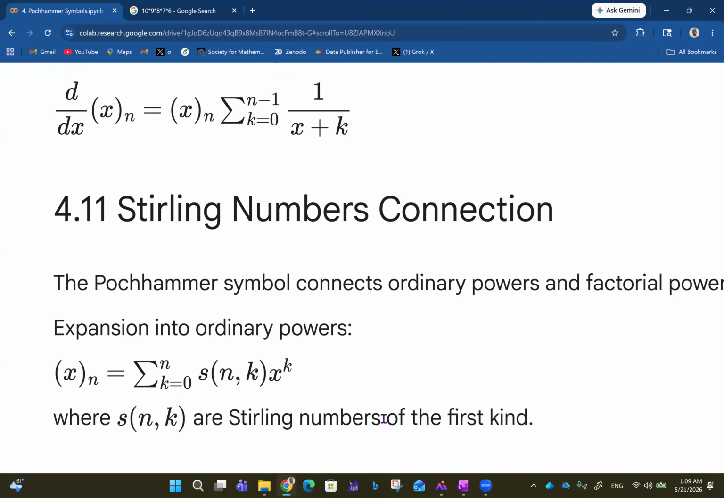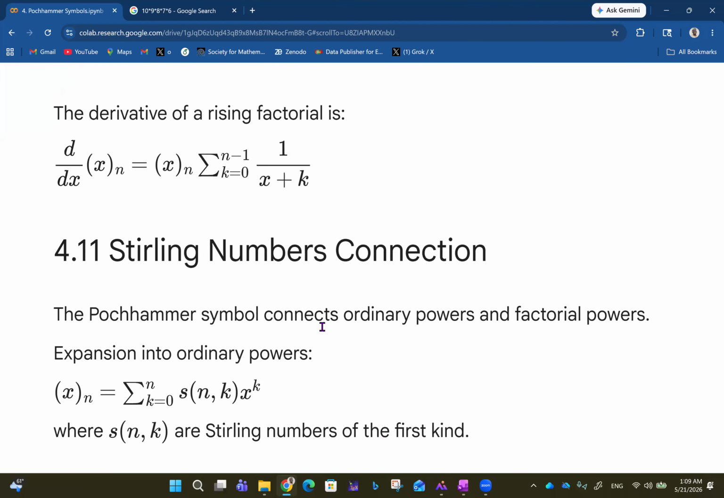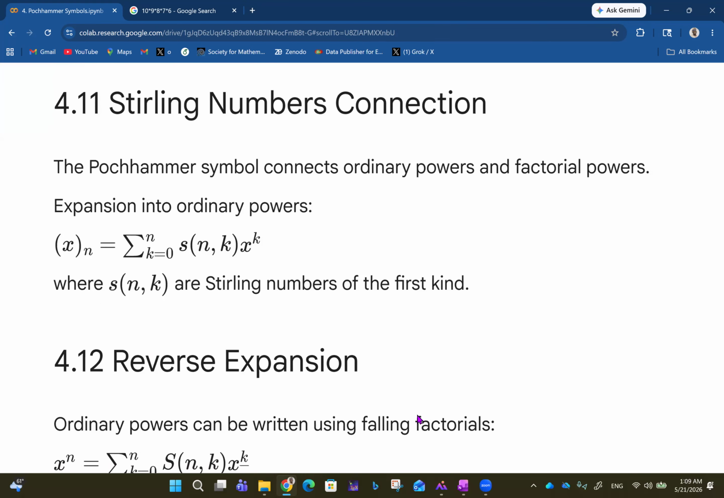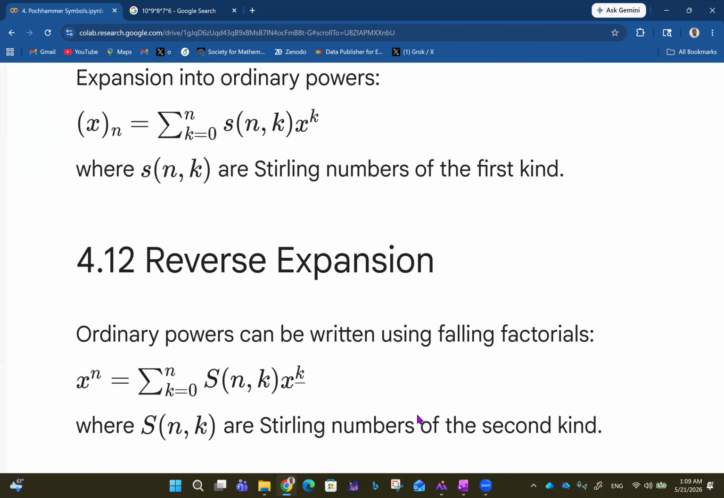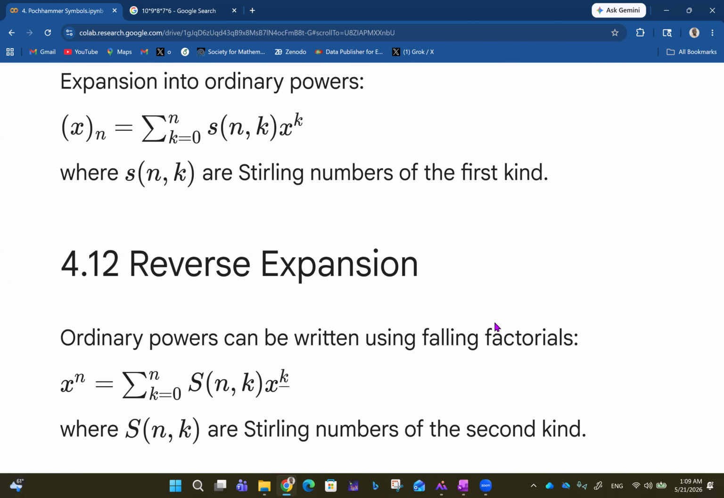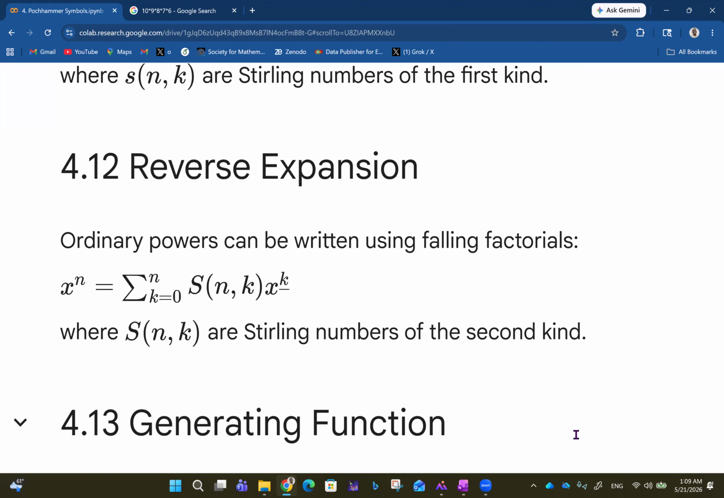Then we have the Stirling numbers connection. The Pochhammer symbol connects ordinary powers and factorials, right? So expansion into ordinary powers now: x sub n is summation from k equals 0 to n of s(n,k) x raised power k, where s(n,k) are Stirling numbers of the first kind. Then we have the reverse expansion. Ordinary powers can be written using falling factorials. So x raised power n can be written as the summation from k equals 0 to n of S(n,k) x falling k, where S(n,k) are Stirling numbers of the second kind.